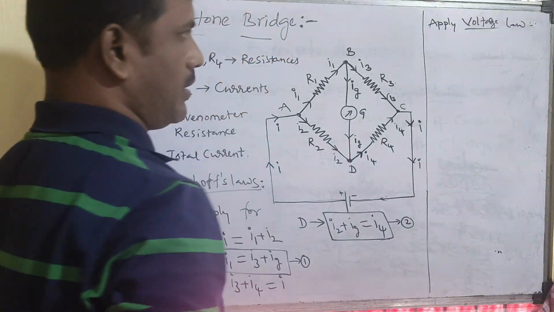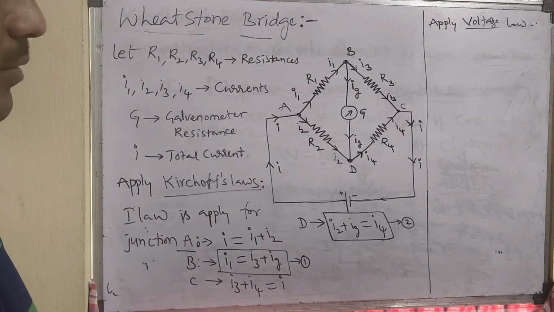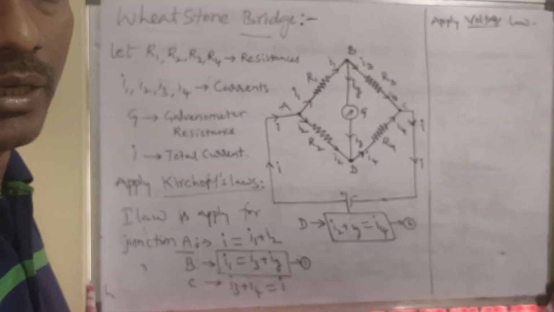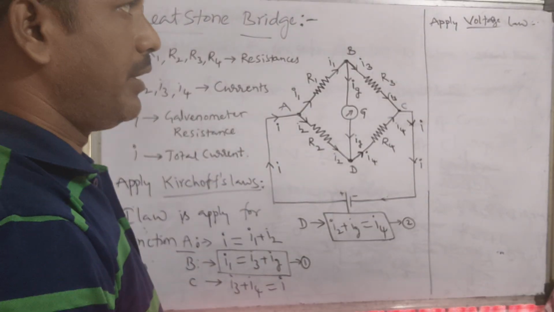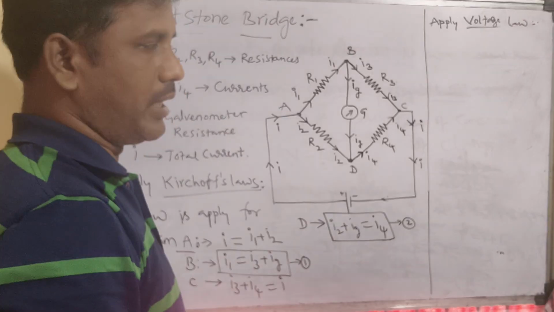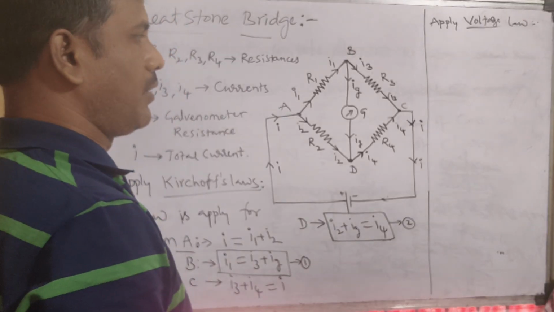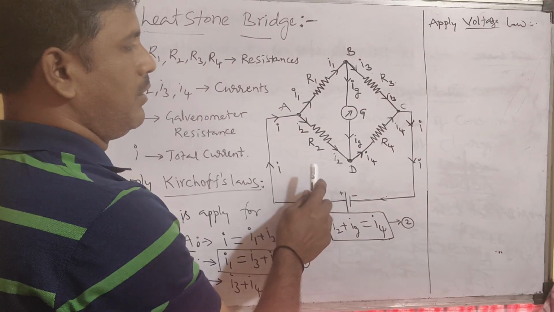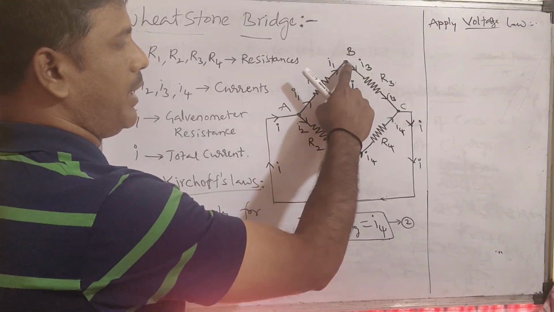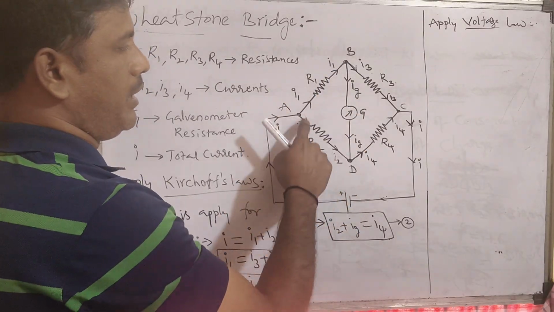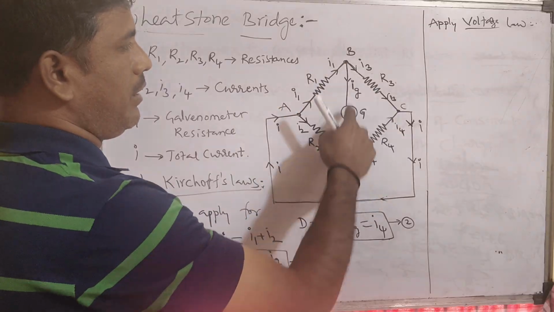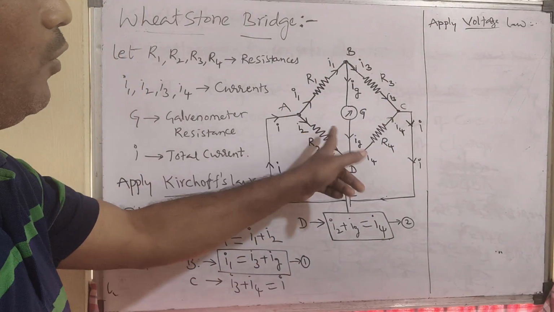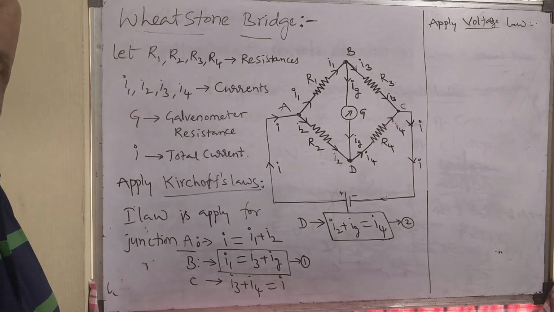Revise Kirchhoff's laws, then you can easily understand. So what does the voltage law mean? Current into resistance. It is purely related to a closed circuit, or closed loop. Here two loops are present. A, B, D, A is one loop and B, C, D, B is another loop. Are you clear? So we can apply the voltage law to these two loops.